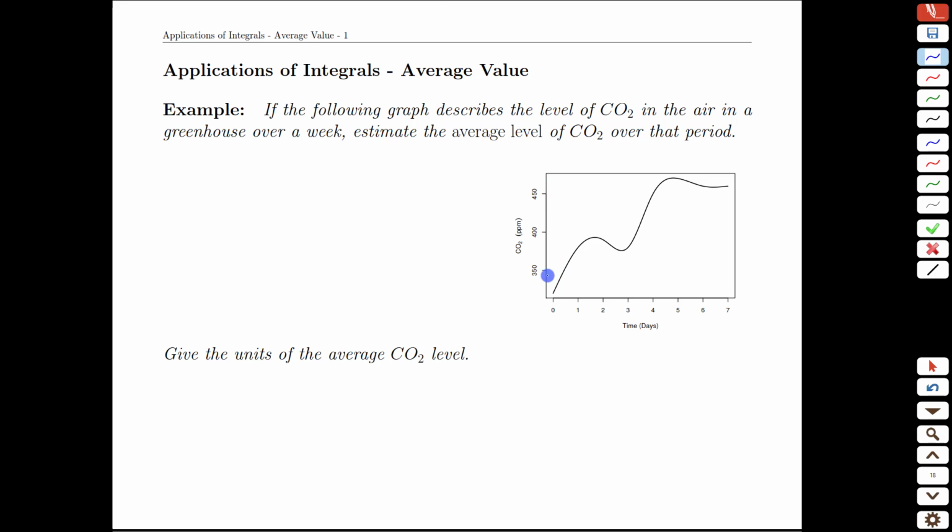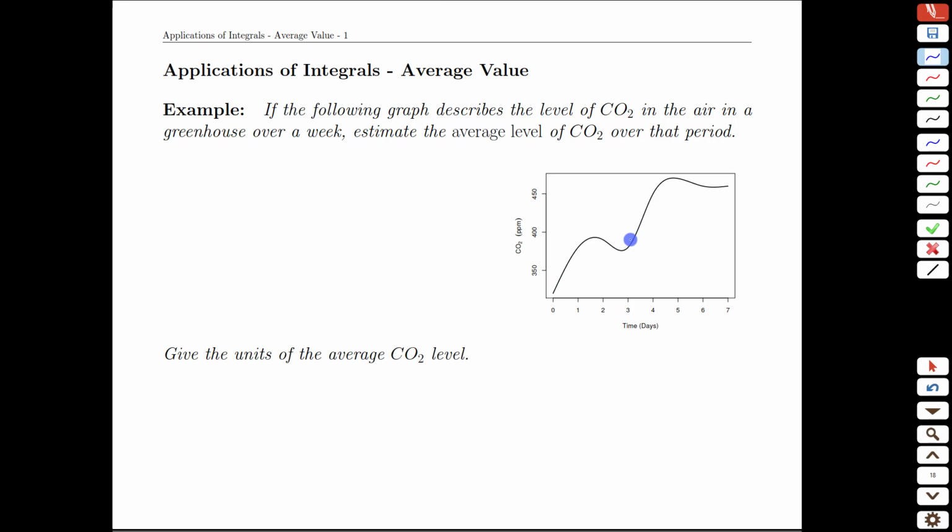Initially, at time 0, the carbon dioxide level is 350 parts per million. That's what the ppm stands for. And then it goes up, and then it goes up further, and ends up resting around 450 over this week. One thing that might be of interest to someone managing the greenhouse is the average level of carbon dioxide over that period, as a summary statistic.